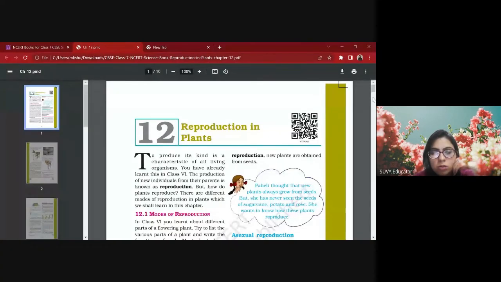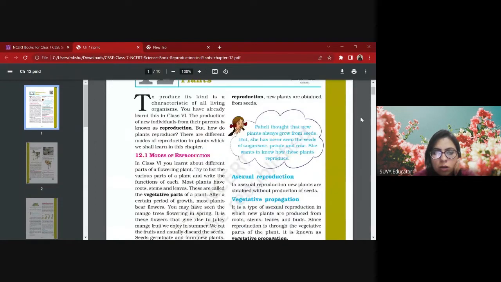Deoxygenation in the plants. So what is reproduction in plants? Okay. So there are many plants you have seen all around.